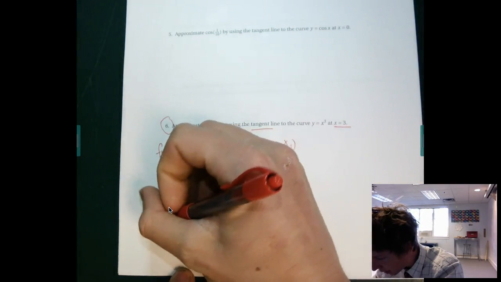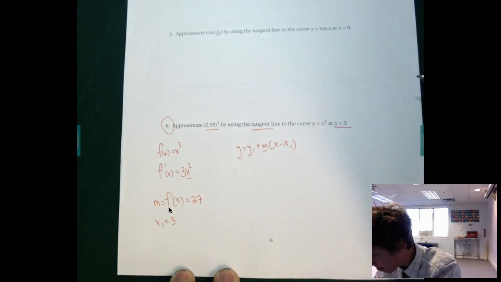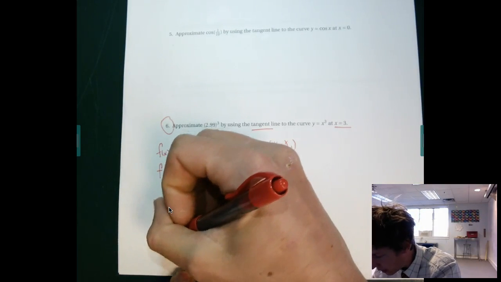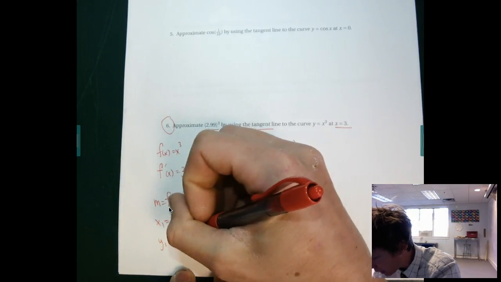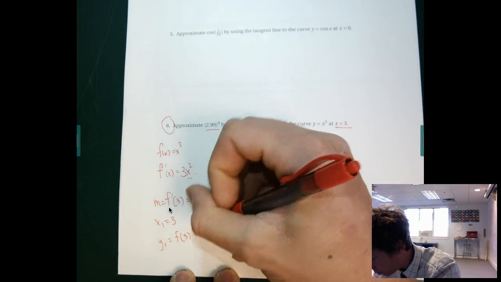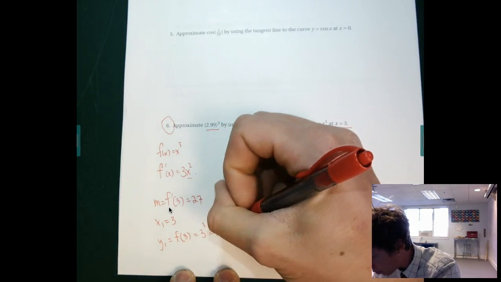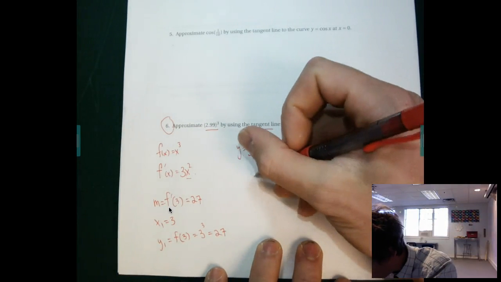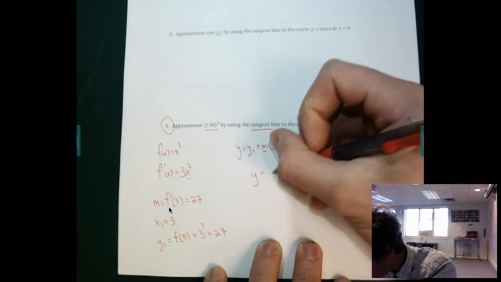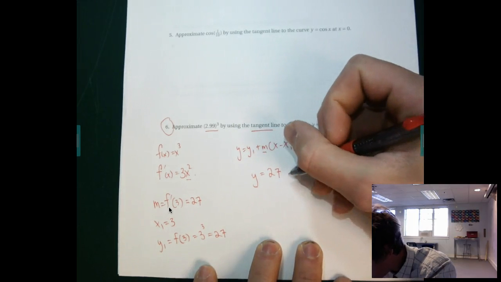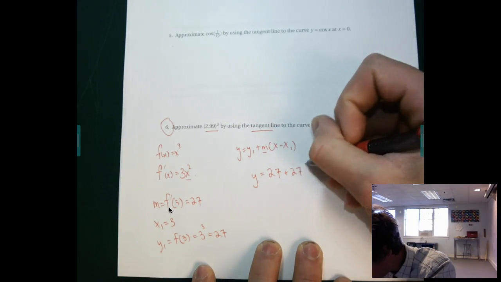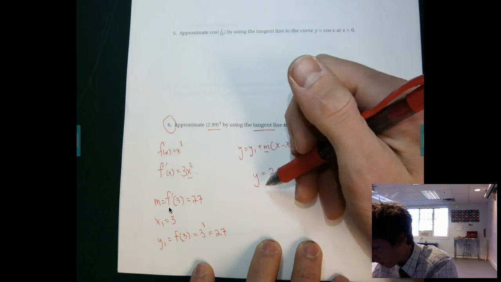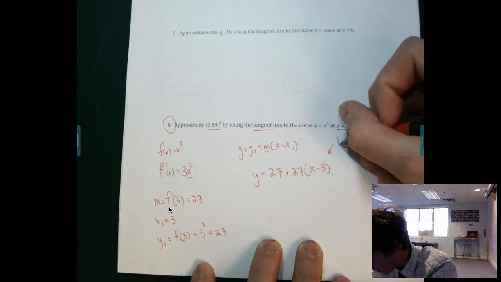x1 is the point that you're given, that's 3. And how about y1? What is y1? So y1 should be the y value when x is equal to 3, which is 3 cubed, which also just happens to be 27. So that means our equation for the tangent line is going to be y equals 27 plus 27 times (x minus 3). So there's my equation for the tangent line. This right here is the equation of the tangent line.